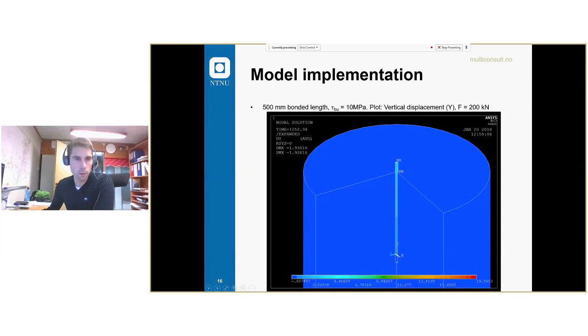At the upper left you will see time, which is the number of cycles, 1600, 2000 cycles and so on. And we are looking at vertical displacements, so we are pulling out this rock anchor from the concrete or the rock. If we speed it up a bit, we will see that finally it will pull out like that.